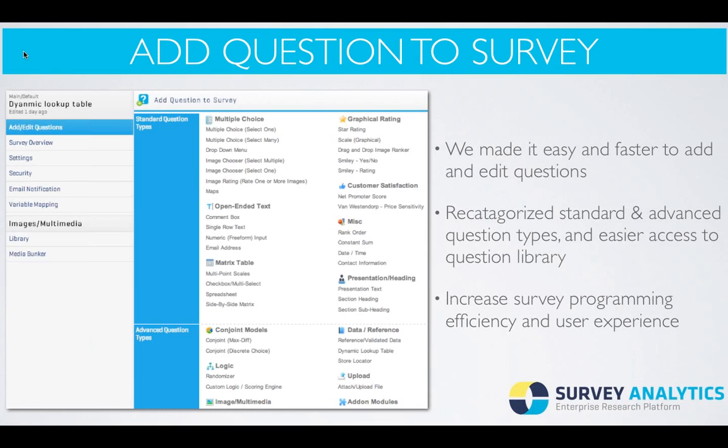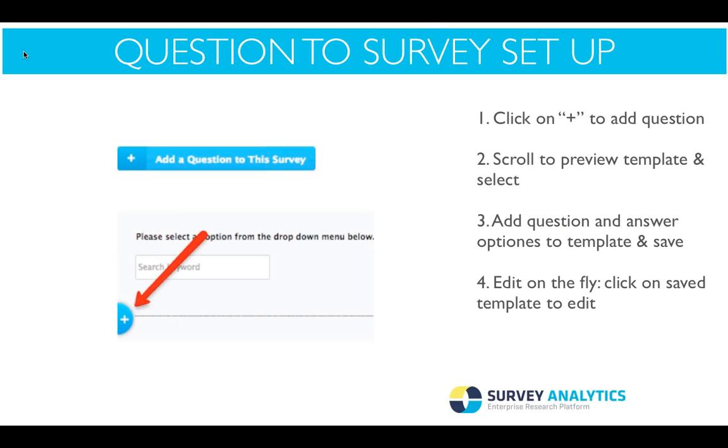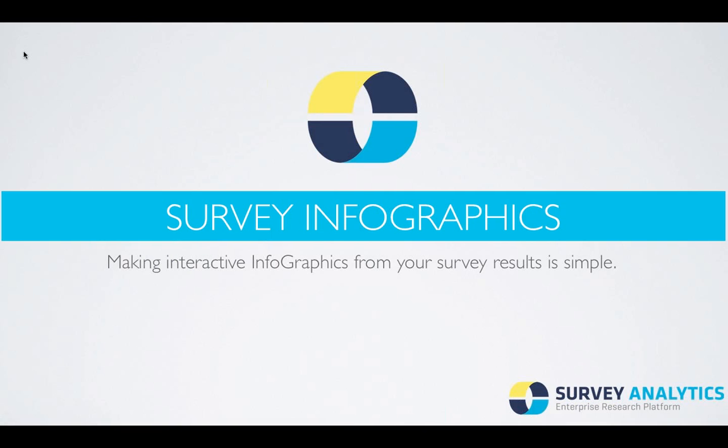On the top there, you can see your standard question types, advanced question types, and then below would be all of your libraries as well. From inside here, you'll be able to just scroll over and quickly see a template instead of having to click through and decide if that's the right template you'd like to use.